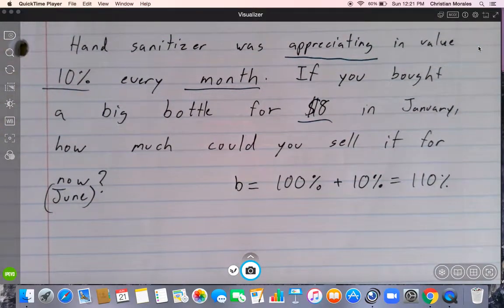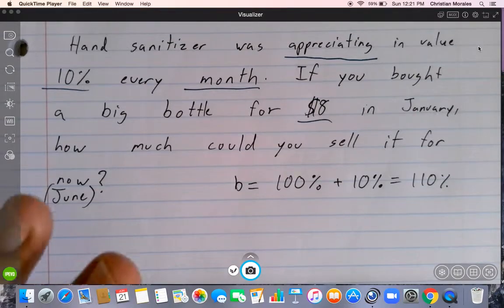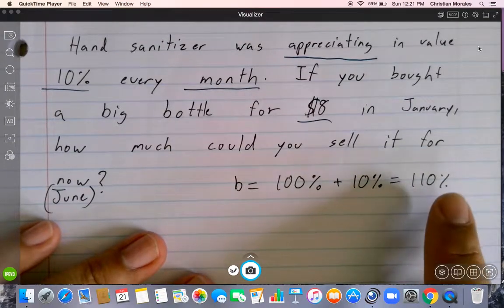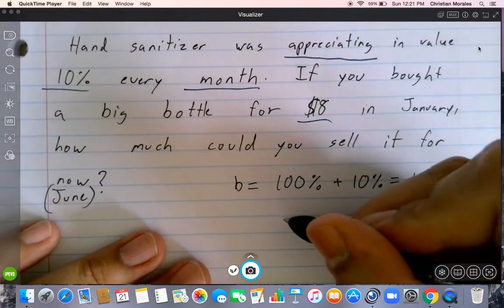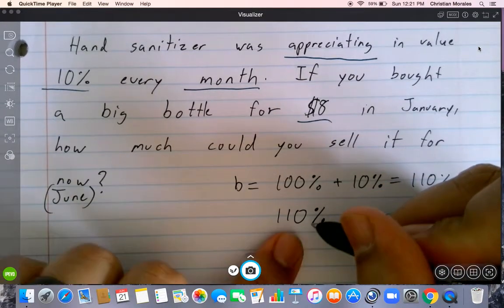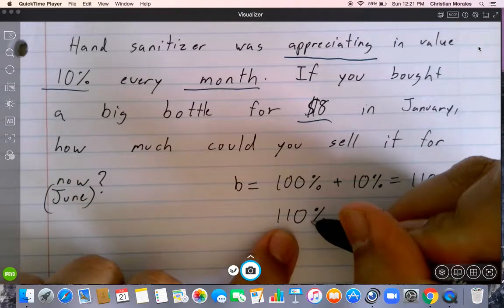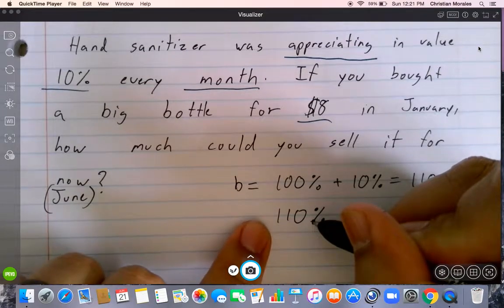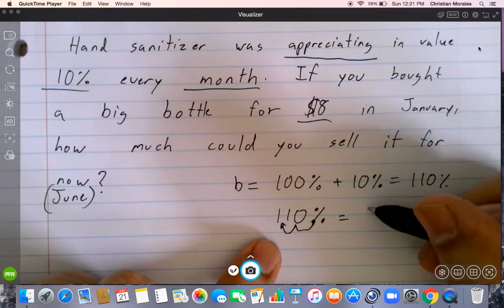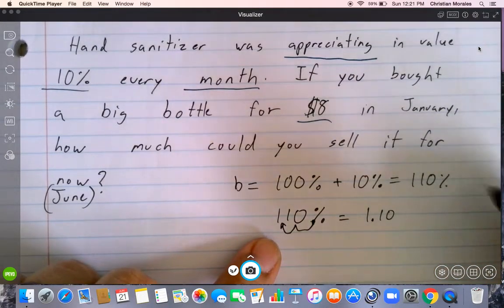Okay, now if you're going to use a calculator, you also have to do one more thing. If your calculator doesn't have a percent button, you have to change this to a decimal. Okay, now the way you change a percent into a decimal is you take where the percent symbol would be, there's a decimal point here, you move it 2 times, okay? And that would make it 1.10, okay?